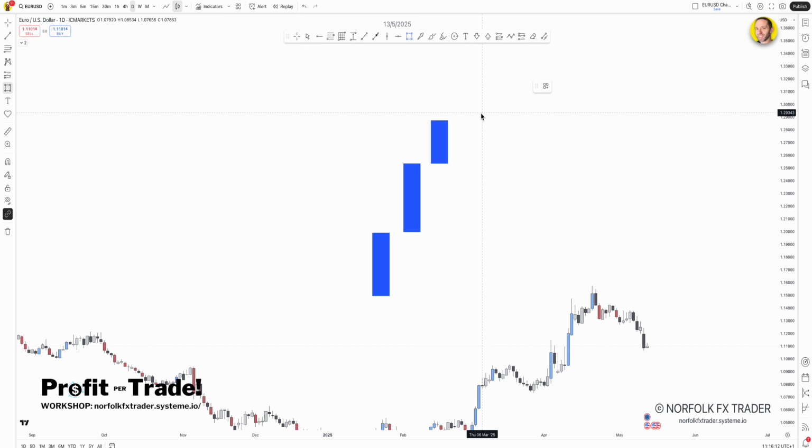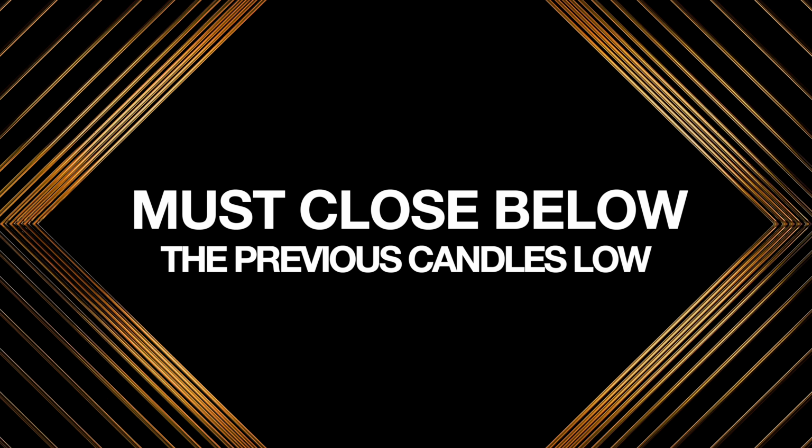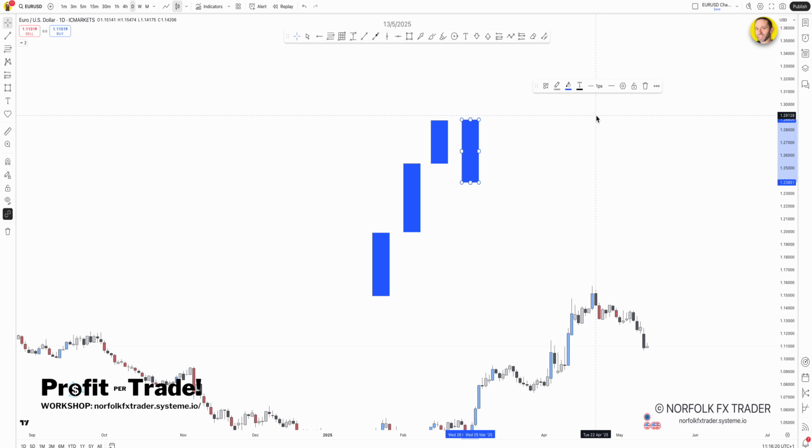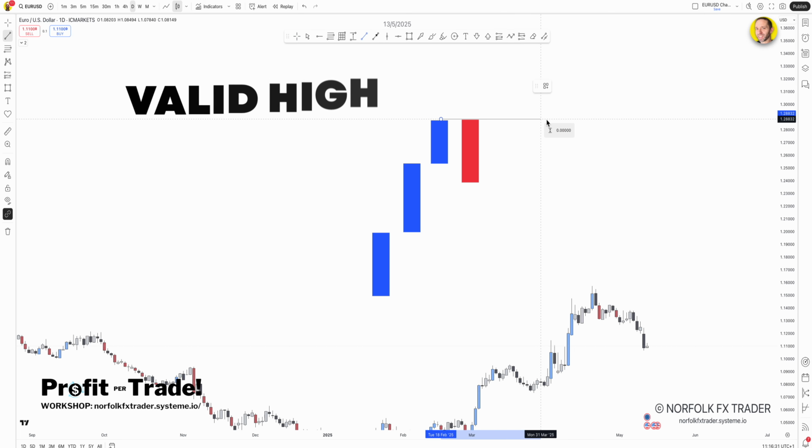What we're looking for to create a valid high in the market is a candlestick to close below the previous candle's low. Now, not the open price, but the wick, okay, the low of that candle. So if we have this as a red candle, so we've closed down, this now creates what we're looking for, a valid high in the market.